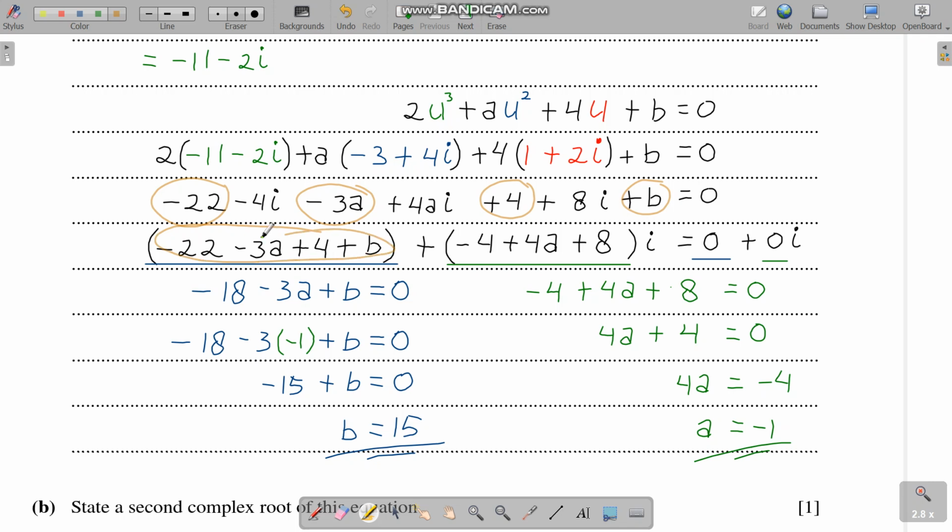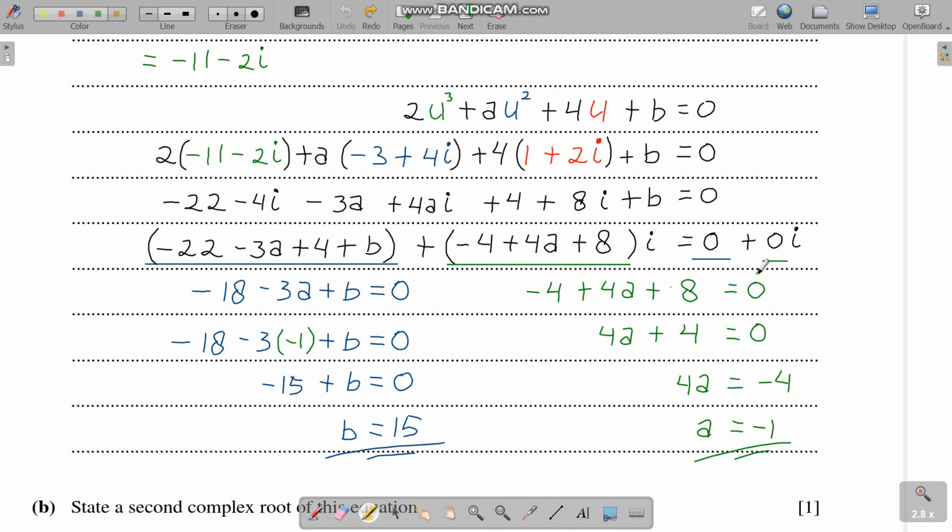And for the i, we have minus 4i, plus 4ai, plus 8i, so we combine everything here. And on the right side, because it is 0, we can just say 0 plus 0i. So this means the real part is equal to 0. We have this equation. And the imaginary part is also equal to 0. We have the other equation.